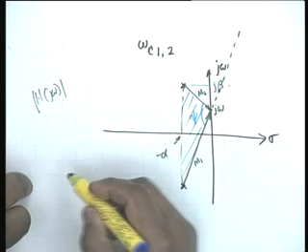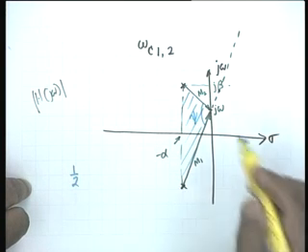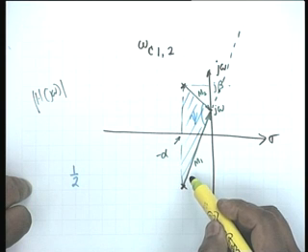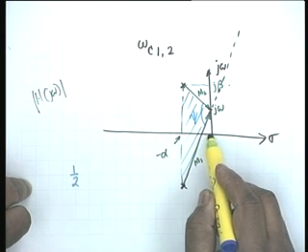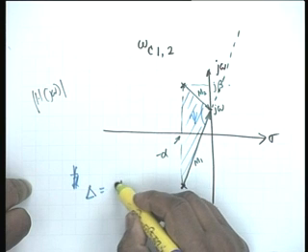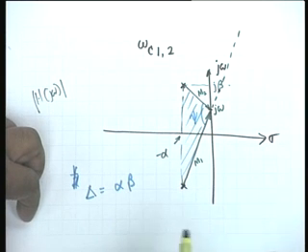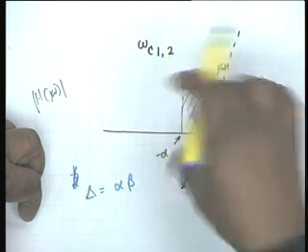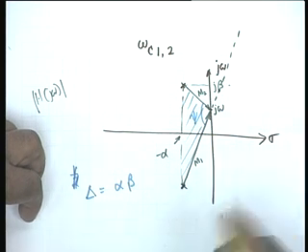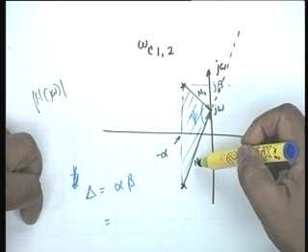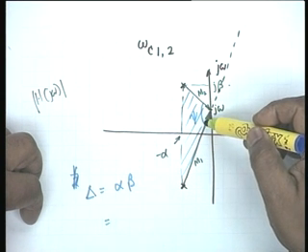Then the area of the shaded triangle is obviously half, base is 2 beta, and the height is alpha, and therefore the area of the triangle is simply alpha beta. Is that clear? This is a product of the real part and the imaginary part. It can also be found out in terms of m1 and m2 and the angle psi.